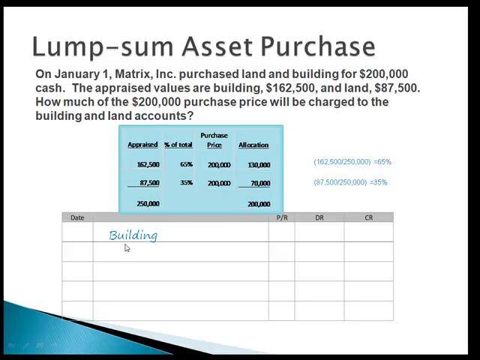So here we record the building at 130,000, land at 70,000, and my credit goes to cash, or if I sign a note, it would be note payable, 200,000. So while the appraisal was at 250, I have to record my asset purchase at the actual price paid, 200,000.